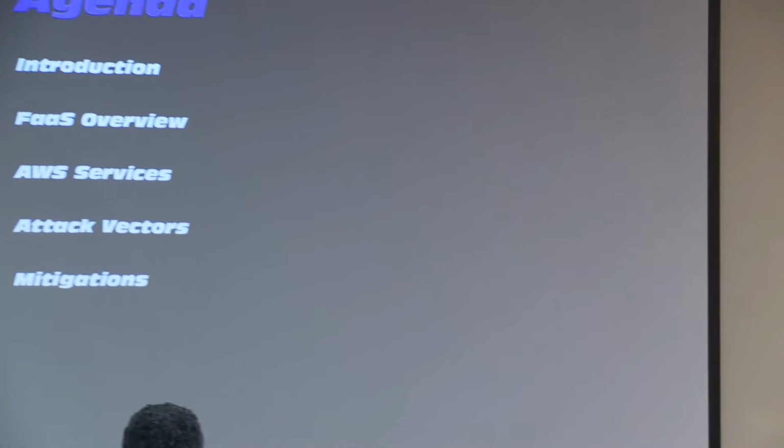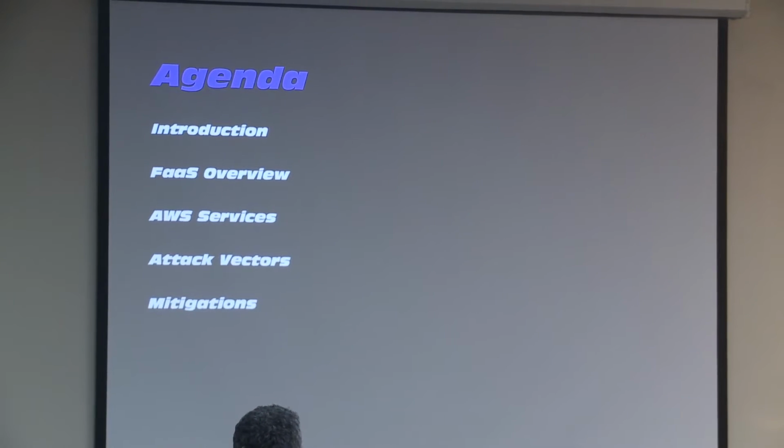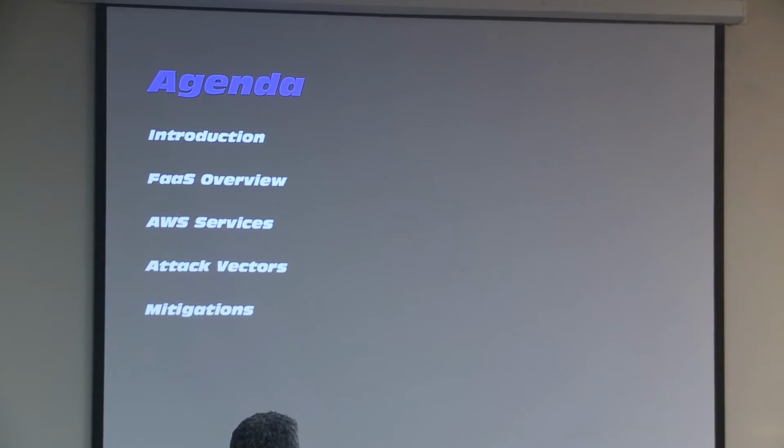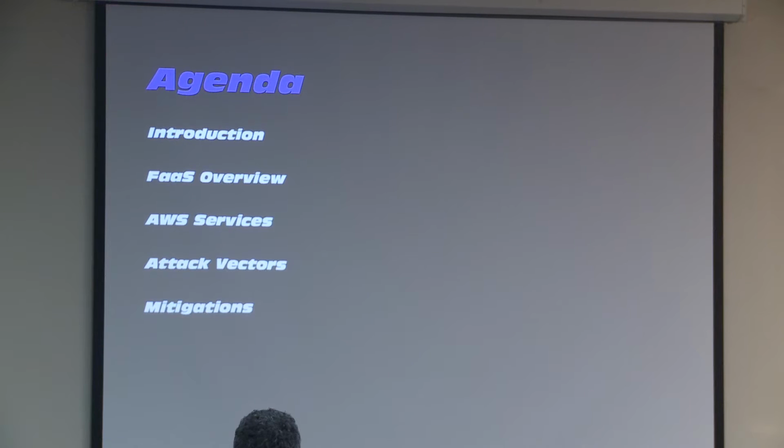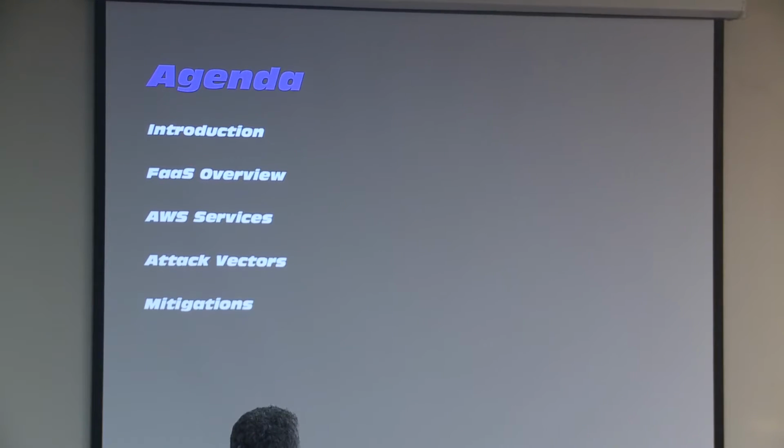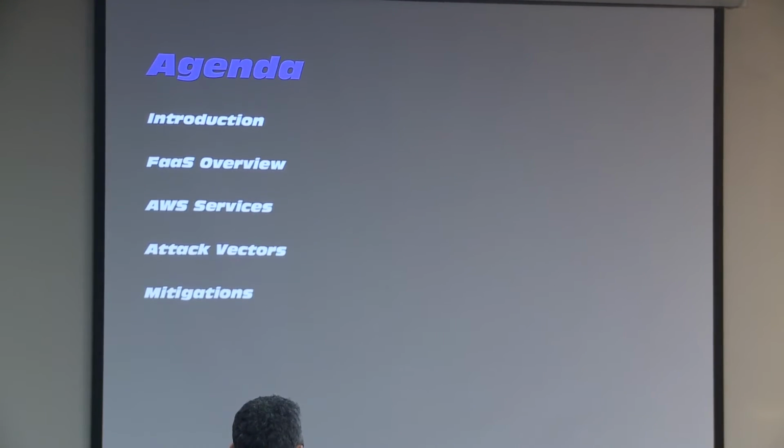So today we'll be talking about FaaS and the curious case of AWS Lambda threat modeling. A brief introduction, we'll go over FaaS, some of the AWS services that are relevant to the topic of discussion today, different attack vectors for AWS Lambda, and then some of the mitigating controls that you can implement.